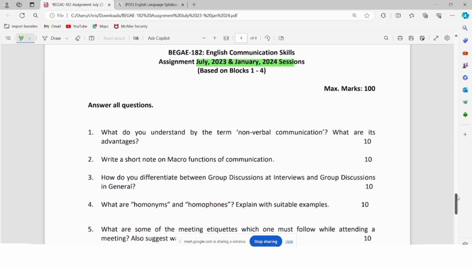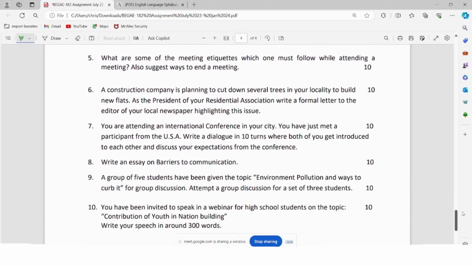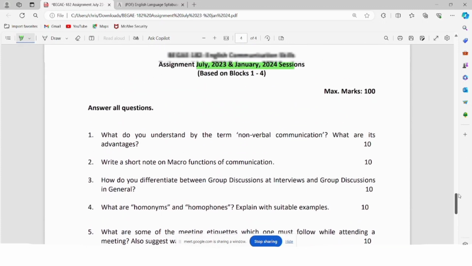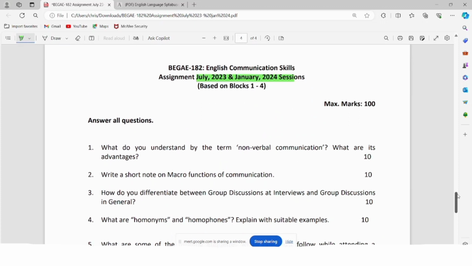So you will have to attempt all 10 questions. There are a total of 10 questions provided. You will have to attempt all the 10 questions. Each question carries 10 marks. 10 into 10, 100. This is how the marks are divided. So it's uniform marking, 10 marks for all the questions.